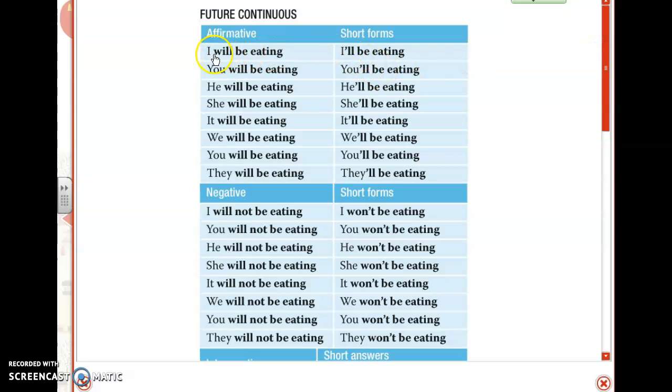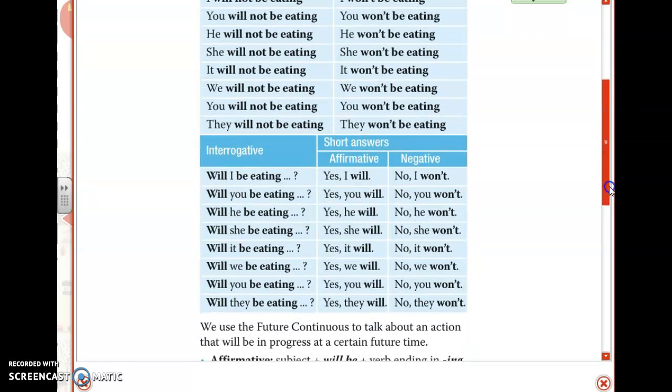And this is the form. After the subject, you write will, always, be, always, and the verb in ing. If you want to make it shorter, you can abbreviate it like this. The negative form is just written by adding not after the auxiliary will. To make it abbreviated, you can spell it like this, but please don't read won't. You have to read won't. It's actually three sounds. Won't. I won't be eating.